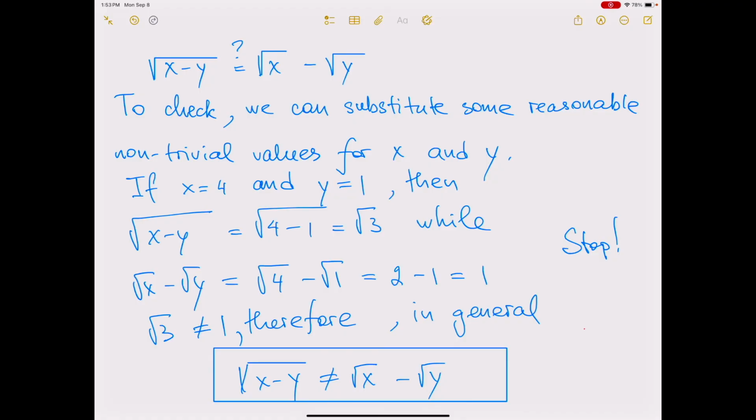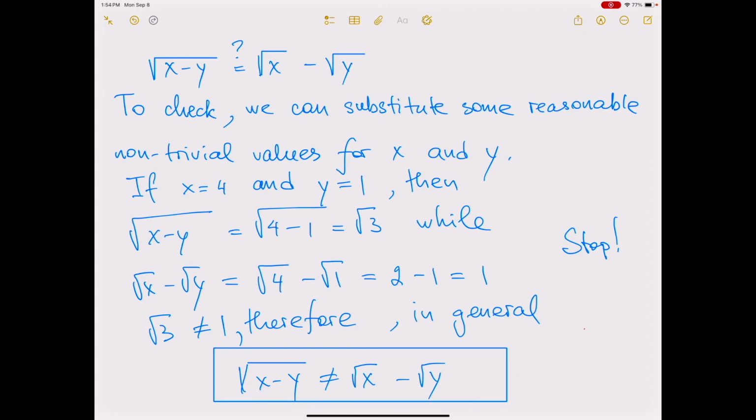I hope that this expression can be rewritten as square root of x minus square root of y, so let's calculate what square root of 4 minus square root of 1 is. I'll get 2 minus 1, which is 1. Just a second. On the left side, my original expression produces square root of 3, while my new expression, square root of x minus square root of y, produces 1. Square root of 3 is a number between 1 and 2. It's not equal to 1. Therefore, this is an incorrect formula. Square root of x minus y generally is not equal to square root of x minus square root of y.